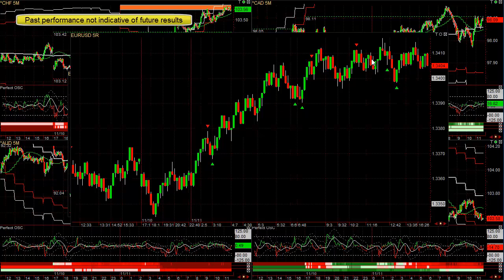So this canceled this out. This one canceled out these two. You had this big win here, and pretty much a break even here and a small win. So you probably netted 15 to 25 pips today with these signals.